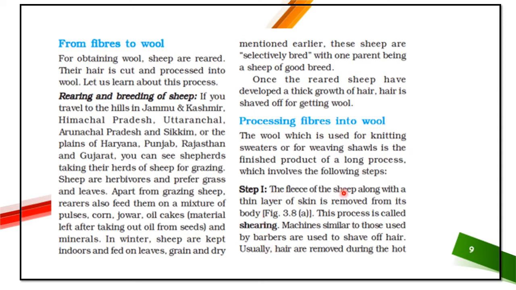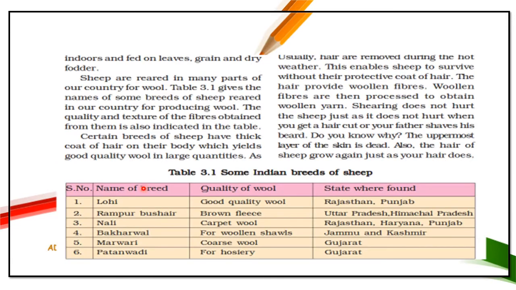Step 1. The fleece of the sheep along with a thin layer of skin is removed from its body. This process is called shearing. Please underline: machines similar to those used by barbers are used to shave off hair. Usually, hair is removed during hot weather. This, please underline, is very important.